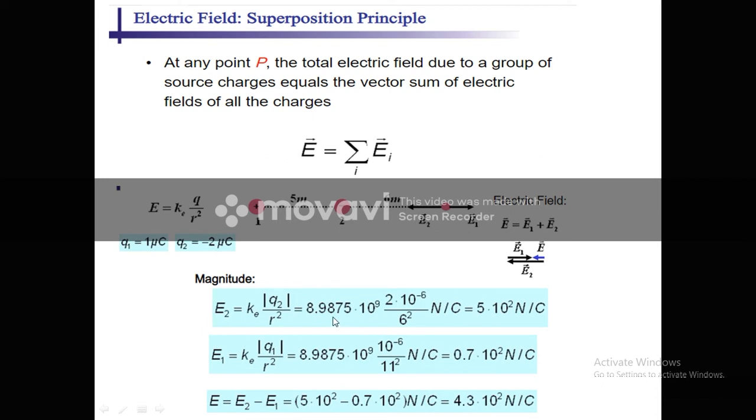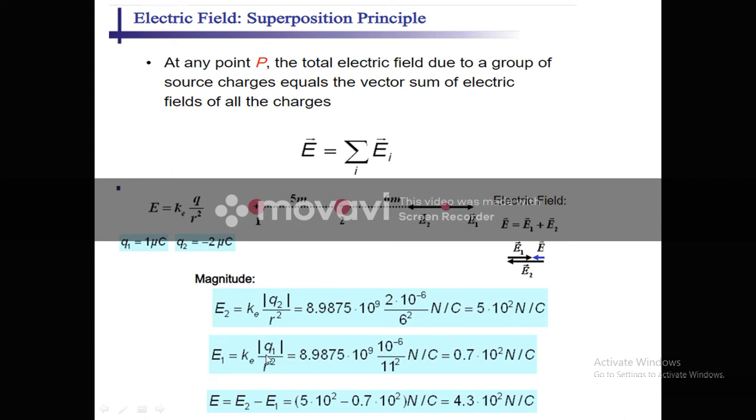So K, the Coulomb constant, is 8.98 into 10 to the power 9, and Q2 is given. Q2 is 2 microcoulomb, Q1 is 1 microcoulomb. This minus means this is a negatively charged particle, okay. So 2 into 10 to the power minus 6, and this is 6 meters, so 6 square. We will get 5 into 10 to the power 2 Newton per coulomb.